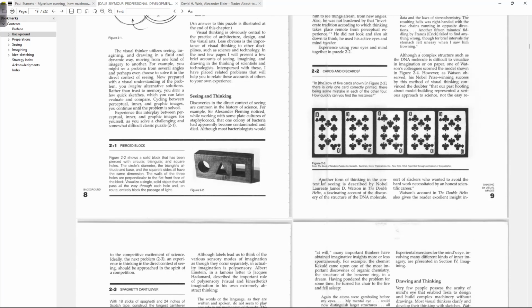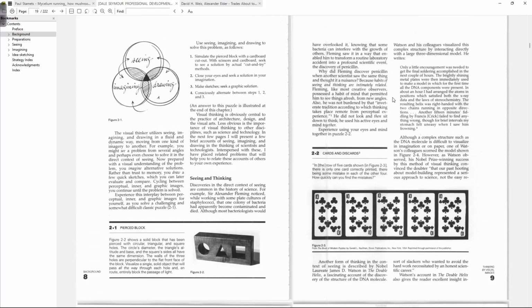Another form of thinking in the context of seeing is described by Nobel laureate James D. Watson in The Double Helix, a fascinating account of the discovery of the structure of the DNA molecule. Watson and his colleagues visualized this complex structure by interacting directly with a large three-dimensional model. He writes, quote, only a little encouragement was needed to get the final soldering accomplished in the next couple of hours. The brightly shining metal plates were then immediately used to make a model in which, for the first time, all the DNA components were present.